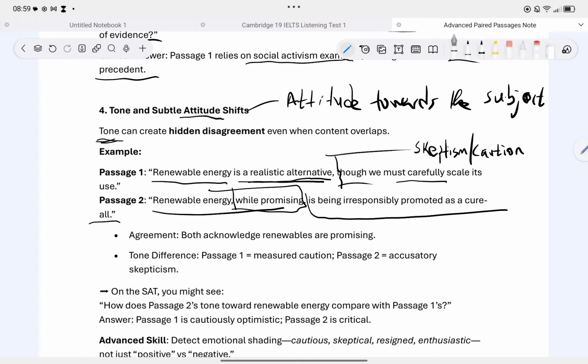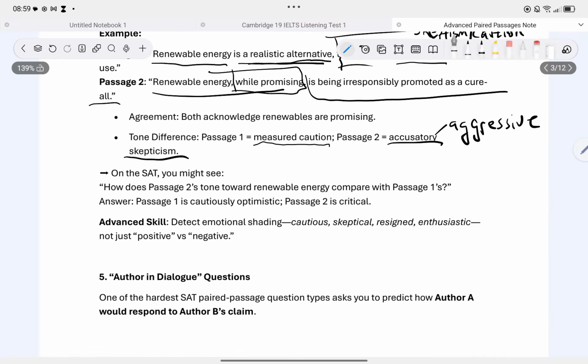Now, but there's a difference in tone. One is saying let us exercise caution. One is being accusatory. So there's a difference between both skepticisms. One is just careful, a lighter form of skepticism. The other one is more aggressive. So let's move on. On the SAT, you might see a question like, how does passage 2's tone towards renewable energy compare with passage 1's?